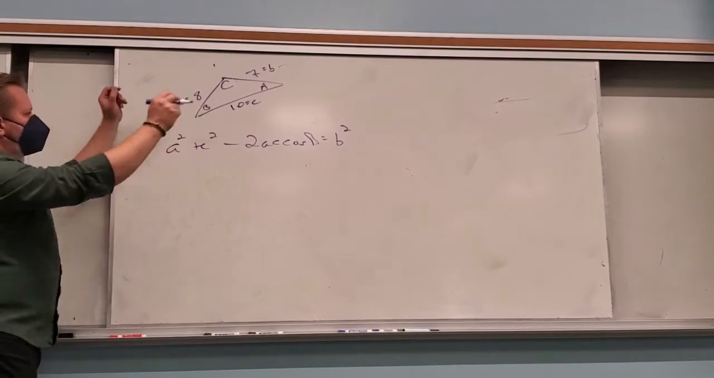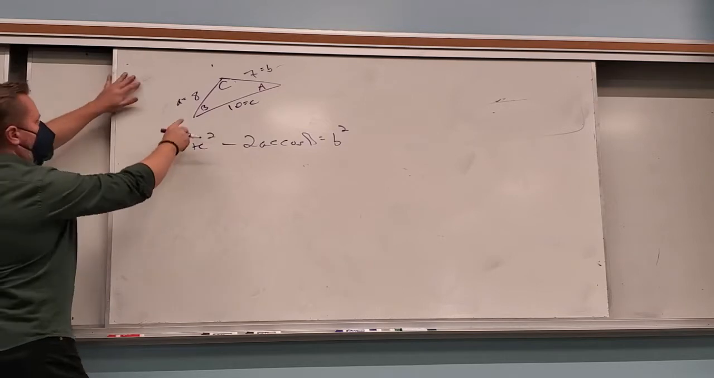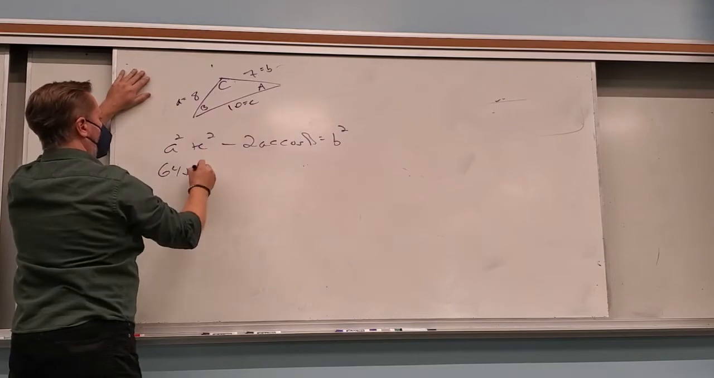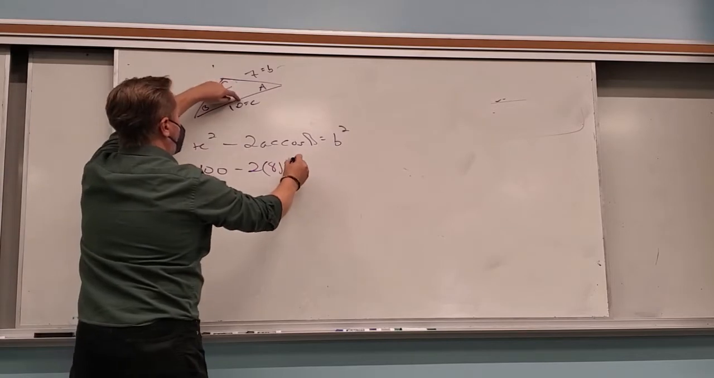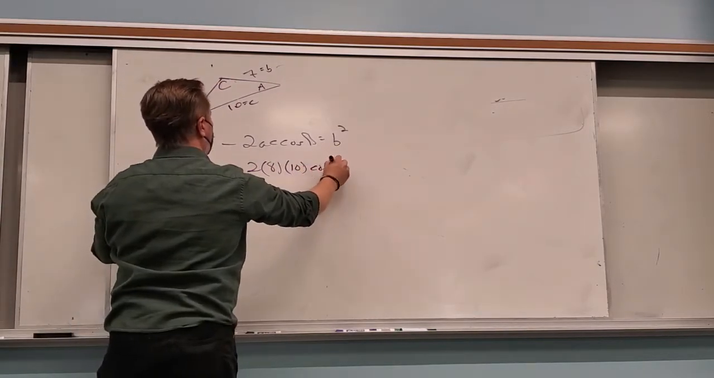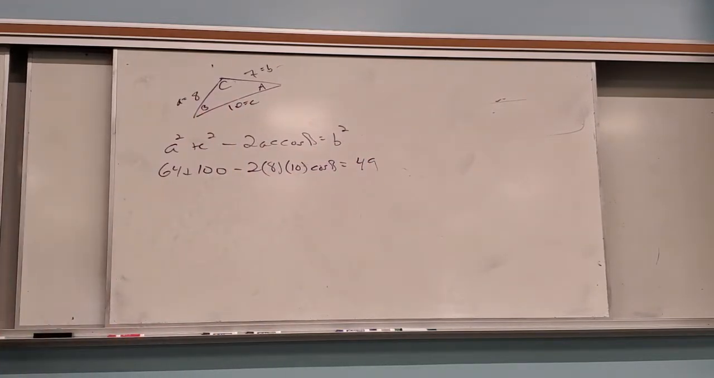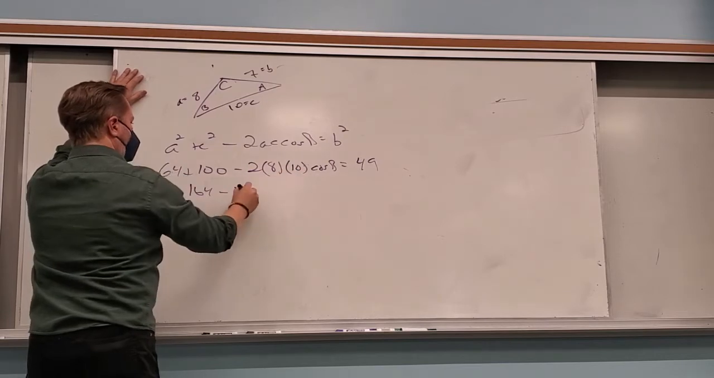So there's a few places you can make simple mistakes. Let's see. 8 squared, so that's 64. 7 squared, 10 squared, so that's 100. Twice 8 times 10, cosine B equals 49, right? Is that cool? Okay. So I get 164 minus twice 8, 16 times 10 is 160.